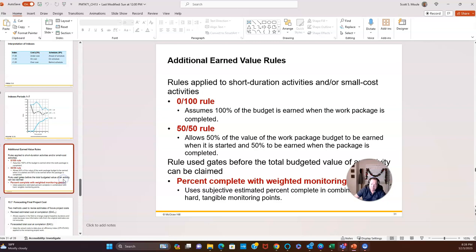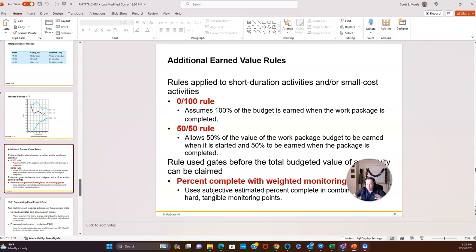Hopefully that makes sense. Now, I'm not going to go into too much detail on these. This is really around, let's use that camera example, the memory. If you know the memory is going to take 4 months to develop, do you count any value if it's partially done? Some companies will give value or credit if something is partially done. So if my memory is 50% done, then I'm going to get 50% of the value.